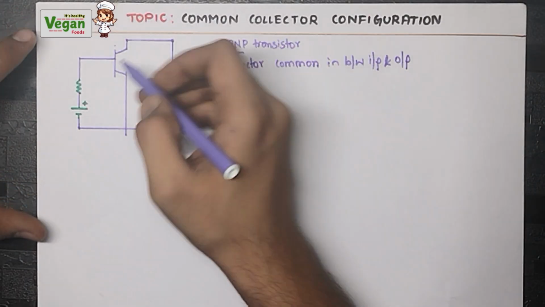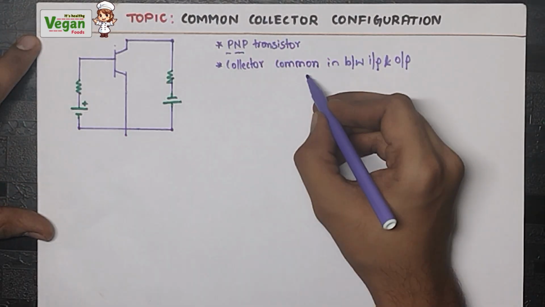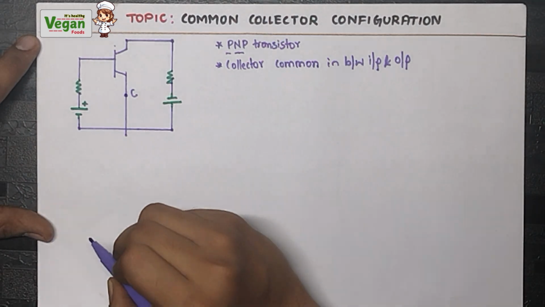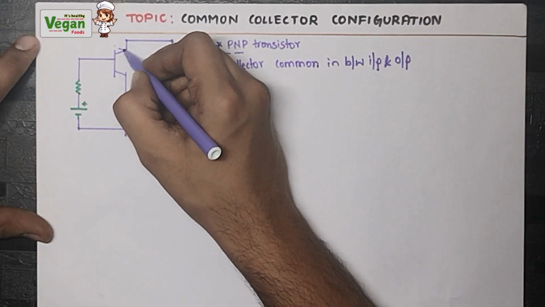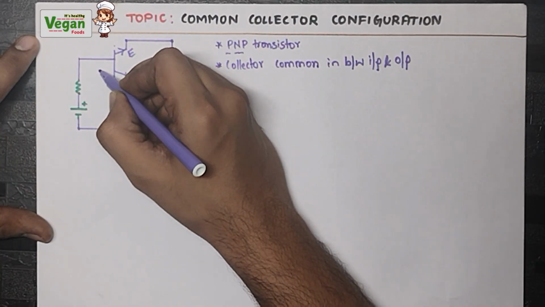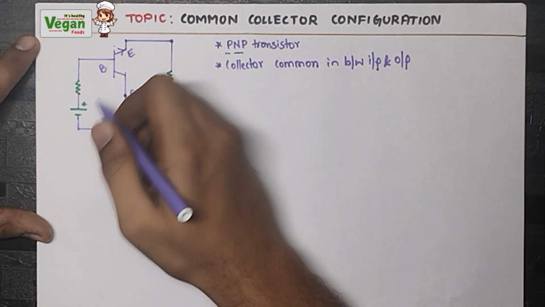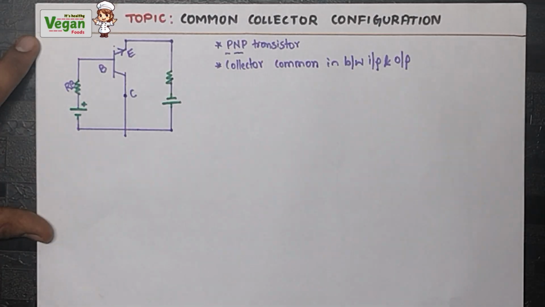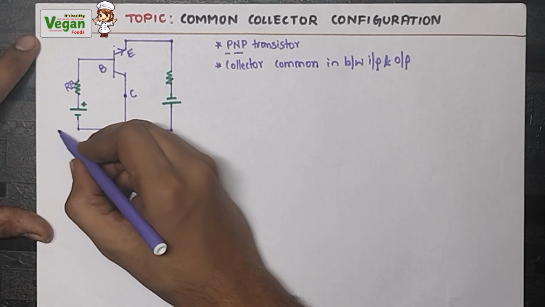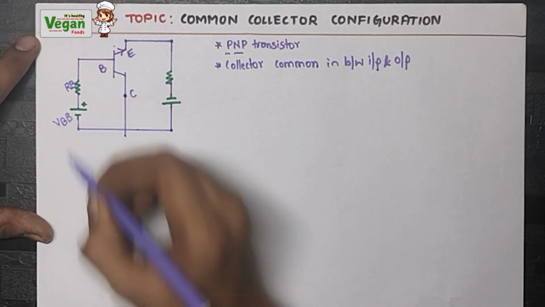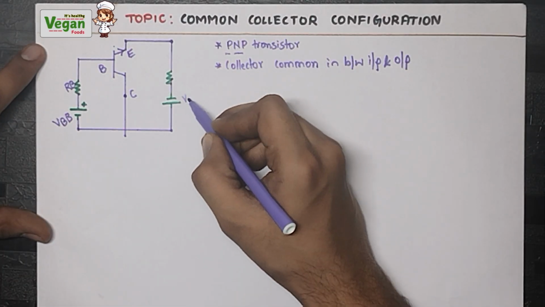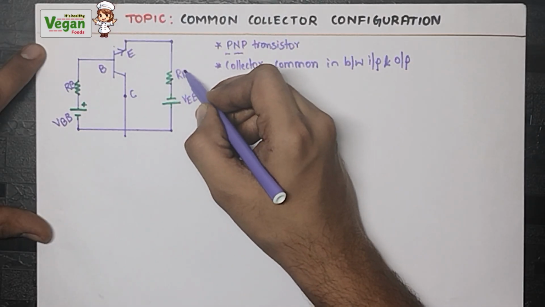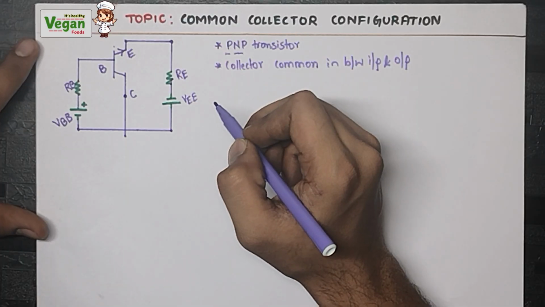If we consider the circuit, I said the collector will be common. So this will be called the collector part. Next, this will be called the emitter part, and this will be called the base part. In the base part, the resistance will be called the base resistance. Next, the voltage VBB. Next, the emitter part VEE. Next, RE, that is the resistance because of the emitter.